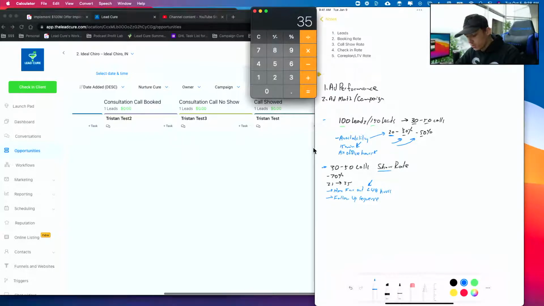So we're always trying to book for tomorrow. We're always trying to book for later today. Not because we're being pushy, but because we want the commitment to the phone call to stick. Because making a commitment for anybody is hard. Okay, so that's the show rate.